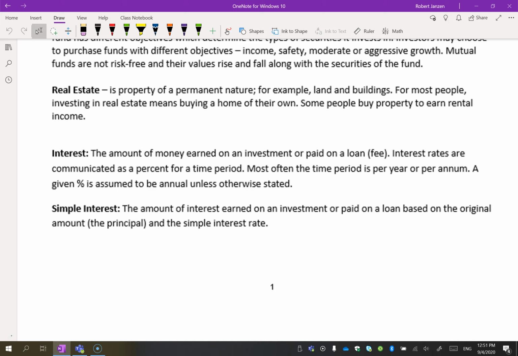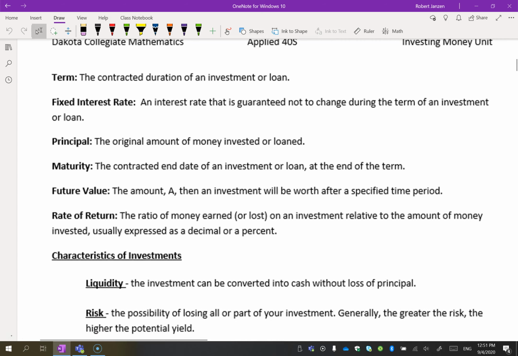Okay, this unit talks about how do we get interest, how do we collect interest. Okay, and the first type is simple interest. That's today's lesson. Simple interest is the amount of interest earned on an investment or paid on a loan based on the original amount and the simple interest rate. Okay, let's take a look at a couple of things here.